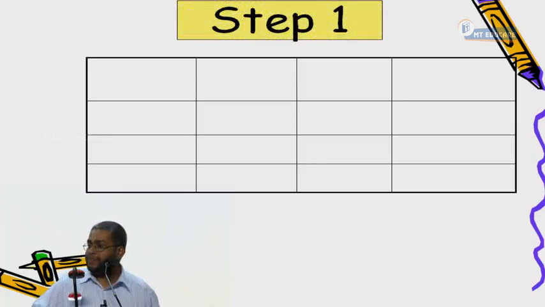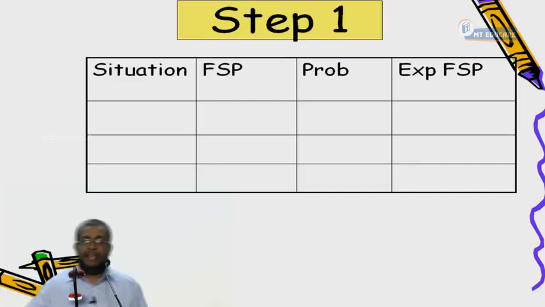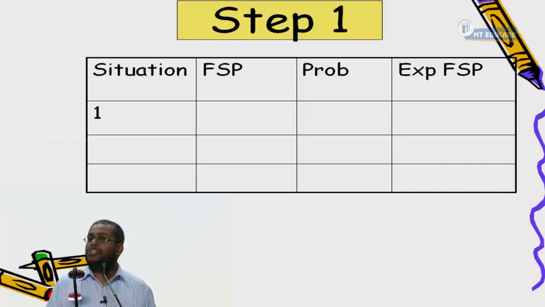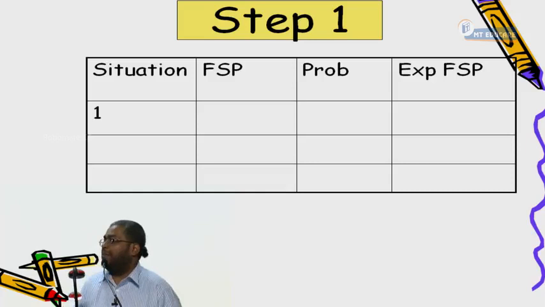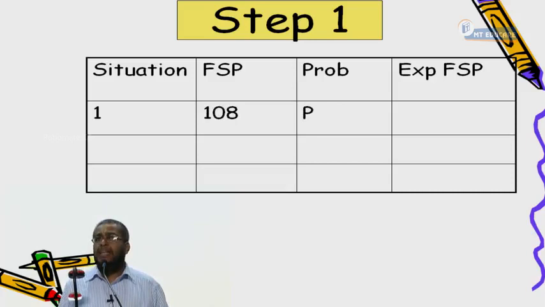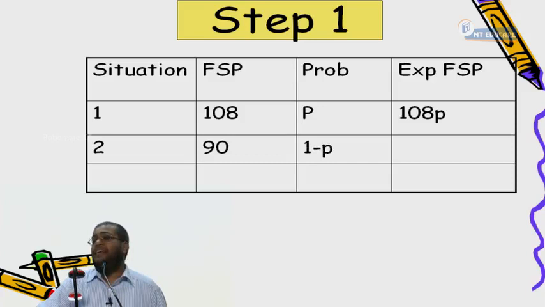Situation, FSP, probability, expected FSP. There can be two situations which a person is contemplating. Share price can be 108 or can be 90. Whenever I use the words can be, there should be a probability. For the FSP to be 108, I assign a probability of P. We all know that expected means weighted average. Expected FSP: 108 into P. For the share price of 90, the probability is 1 minus P. If one has a 60% chance, the other should have a 40% chance. So 90 into 1 minus P. Everybody understanding it or not?